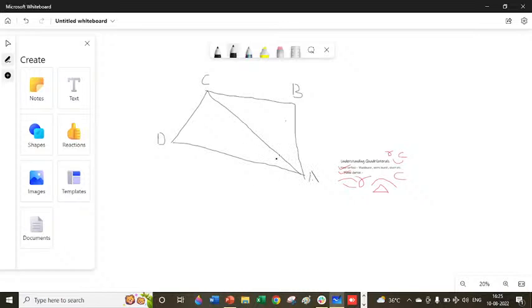The first angle is 1, this is 2, this is 3, this is 4, this is 5, and this is 6. So we have made 6 angles here. So these are the angles that we have got over here.